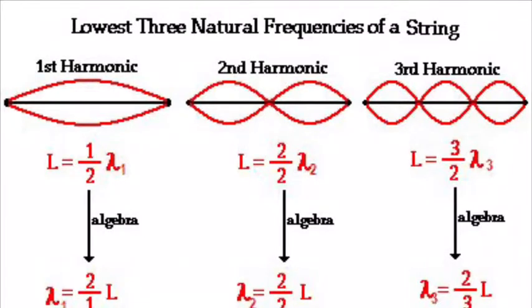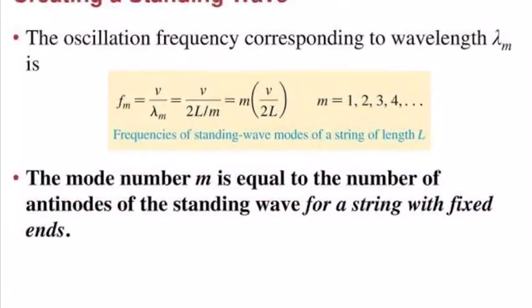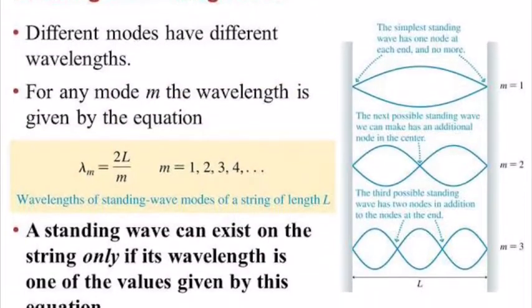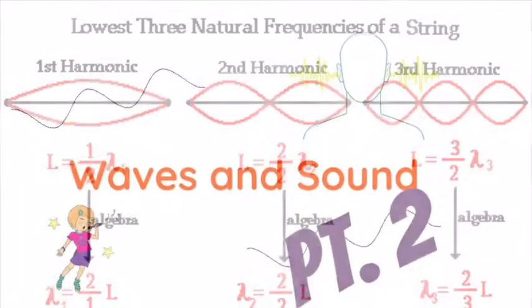If you look closely enough, you can understand that mode 1 has twice the wavelength of the string length. According to that, you can find formulas about wavelength and frequencies of standing wave modes. It's also important to understand this table. If you didn't get it well, you can watch part 2.